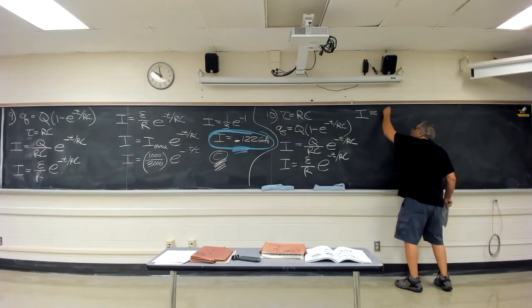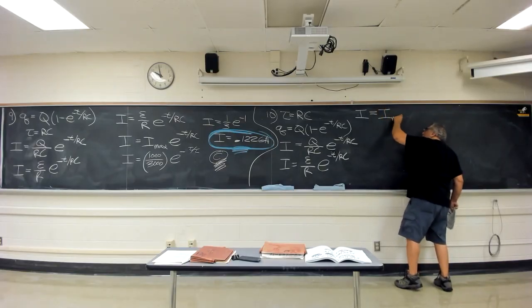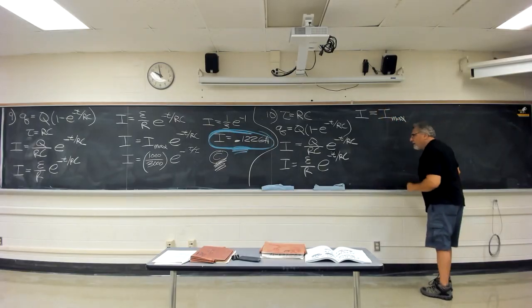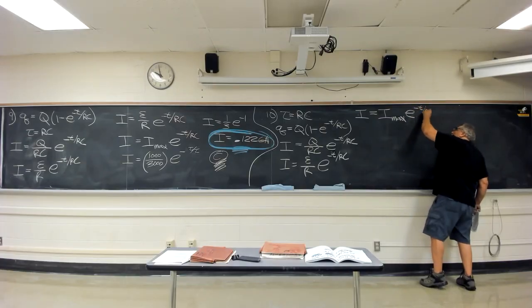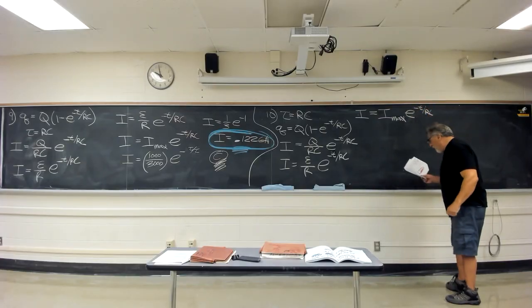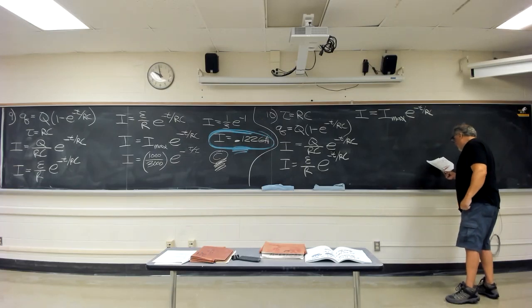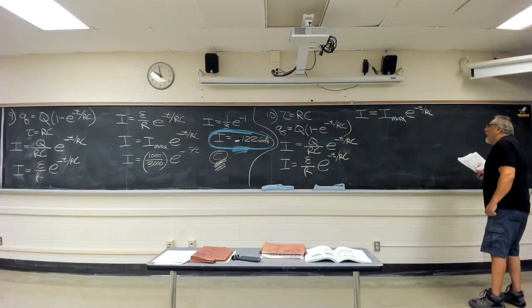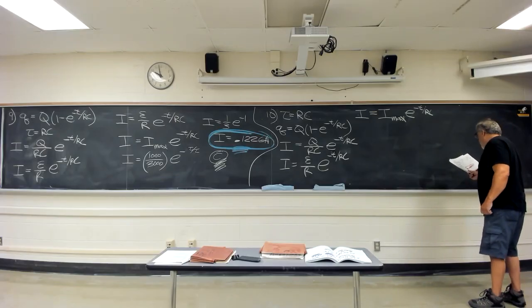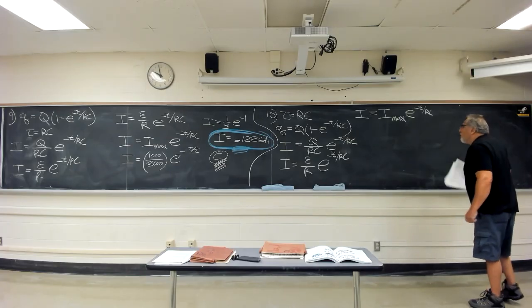I is equal to I max e to the negative t over RC. Now, let's deal with it. They're basically playing the game, you guys. There's a lot of games I guess we could play here at this point. Let's figure out, see exactly how I want to do this. I mean, there's a number of ways we can do it.